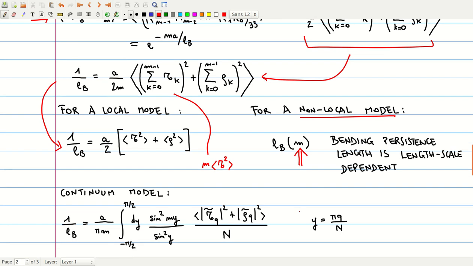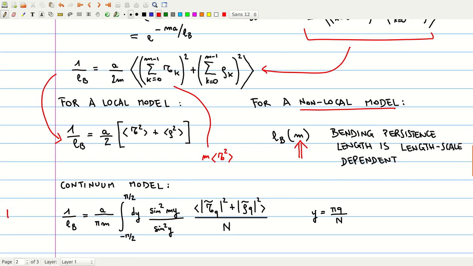In the limit of capital N, the number of sides, going to infinity, the discrete sum can be replaced with an integral in Fourier space of the following form. Tau tilde and rho tilde are the Fourier transforms of the tilt and of the roll. Y is a rescaled momentum.